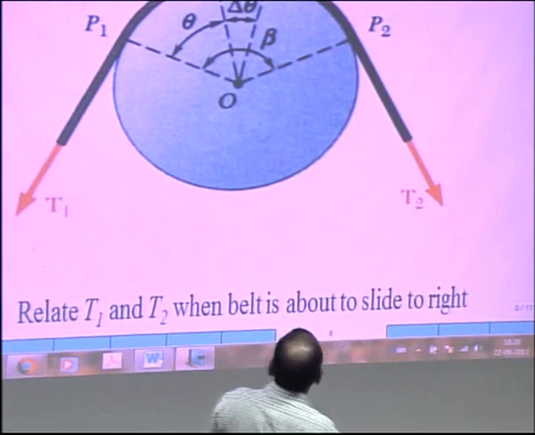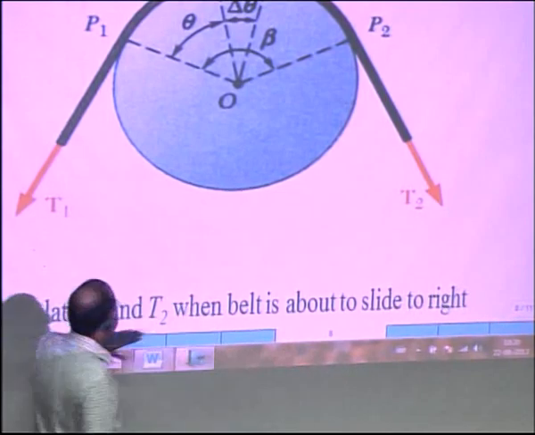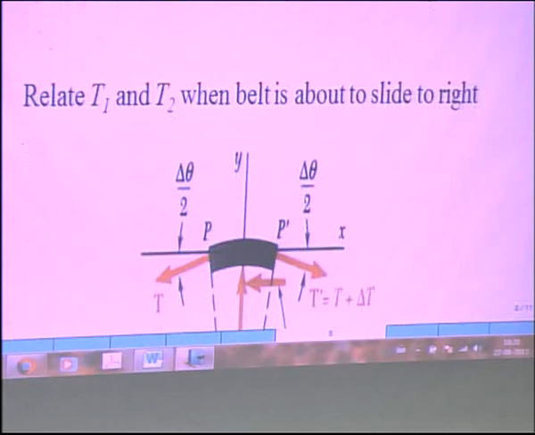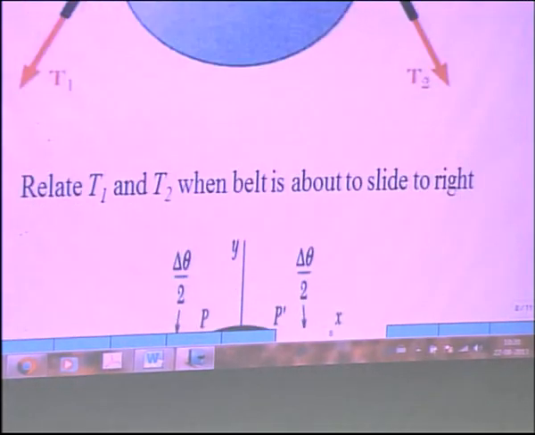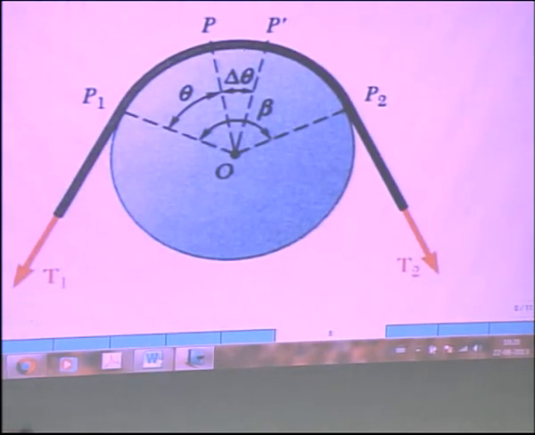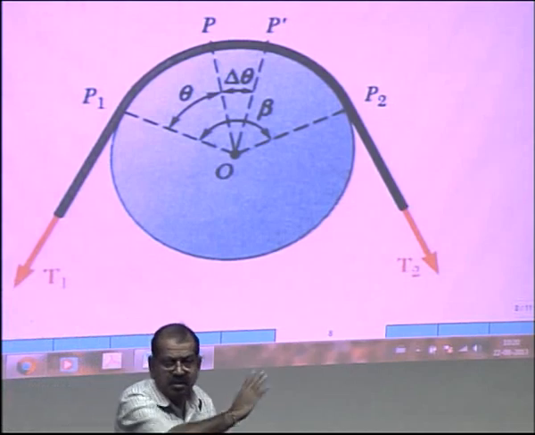Okay. So what we do here is, we have to relate T1 and T2 when the belt is just about to slide to the right. So what we do is, we draw a free body diagram. We have this belt, we draw a free body diagram of a portion of the belt.